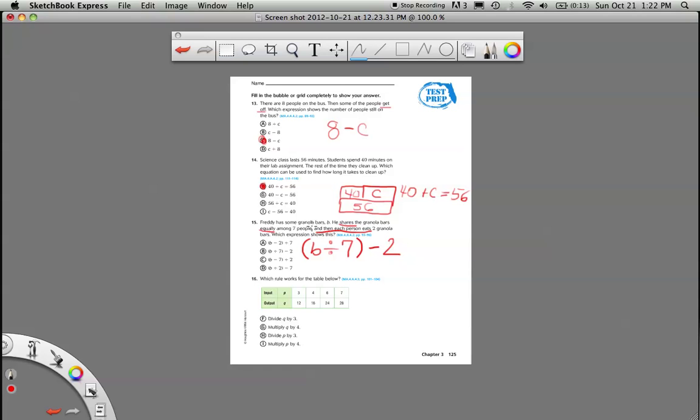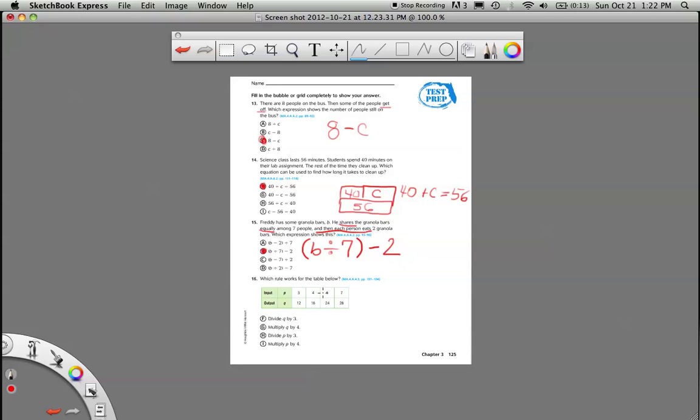So I just went through the words one sentence at a time, wrote them down into math, and now I've got to find this math over here in my answer. B divided by 7 minus 2 is right here, B.